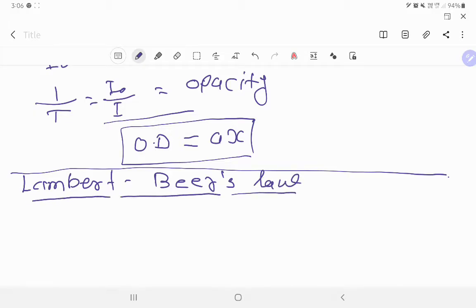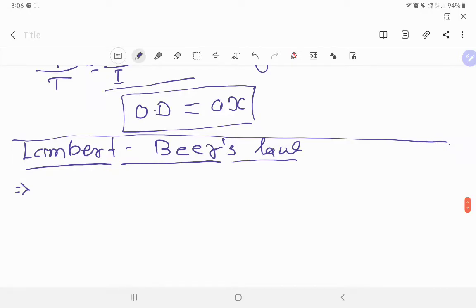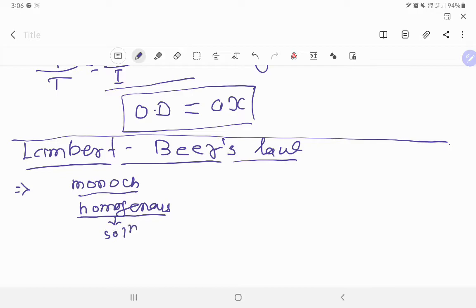Simply you can say Beer's law or Lambert-Beer's law. The statement is the same as that of Lambert's law. Conditions are the same, just you have to consider a solution. What is the statement then? When a beam of monochromatic radiation passes through a homogeneous medium, instead of medium you have to consider a solution. Okay? Then what is the statement?